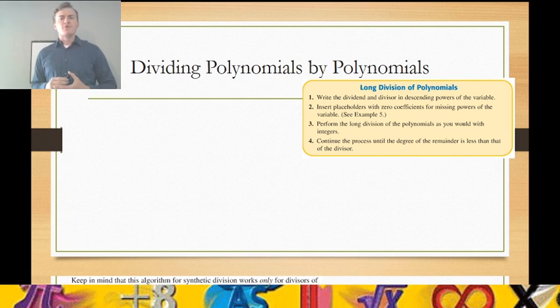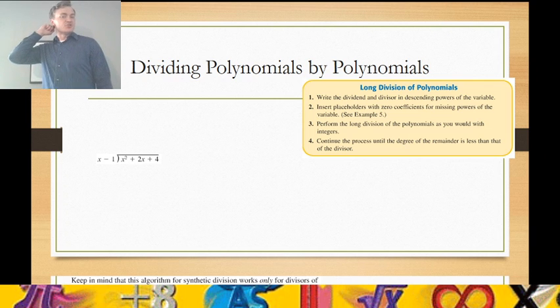Step 3, perform the long division of the polynomials as you would with integers. When we do this division here, we're dividing polynomials. We still want to keep in mind our quotient rule for dividing back in section 1, by subtracting the exponent, but we're going to move about it the same way we did using our division algorithm. Last, continue the process until the degree of the remainder is less than that of the divisor, until you exhaust all possible outcomes. Here we go. Let's go ahead and take a look at an example.